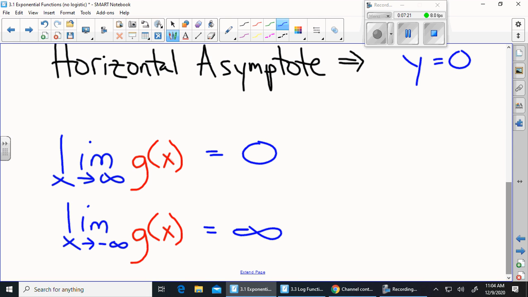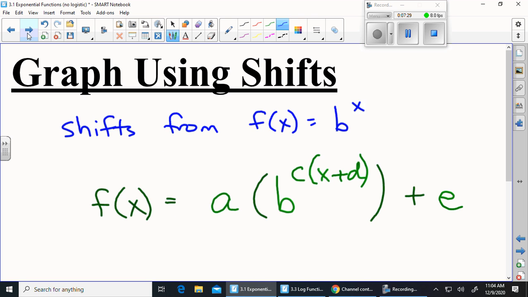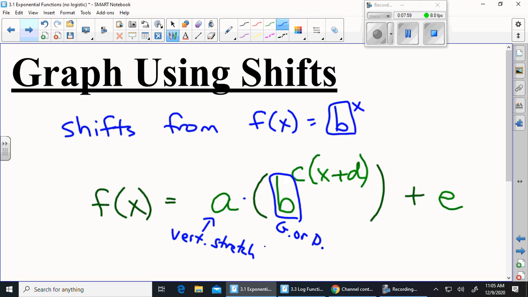So decay starts out high, gets flat. Growth starts out flat, gets high, looking at it left to right. Graphing using shifts. So again, we know those general shifts. Just be careful in thinking this is controlling whether you have growth or decay. Okay, that is not a shift. This is you're shifting b to the x. So A is your vertical stretch or shrink.